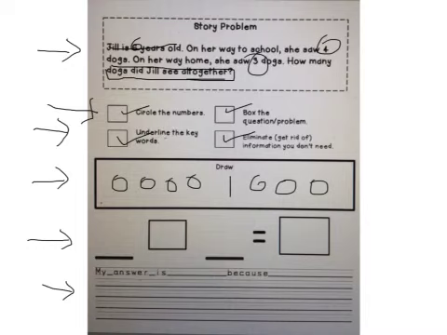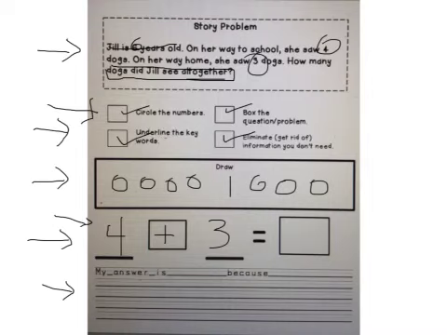In this area here, right here, I need to write my math equation, my number sentence. I know it's going to be an addition sentence because my key word was all together. I know that she saw 4 dogs on her way to school, and I know that she saw 3 dogs on her way home from school. Now, how am I going to figure out 4 plus 3?